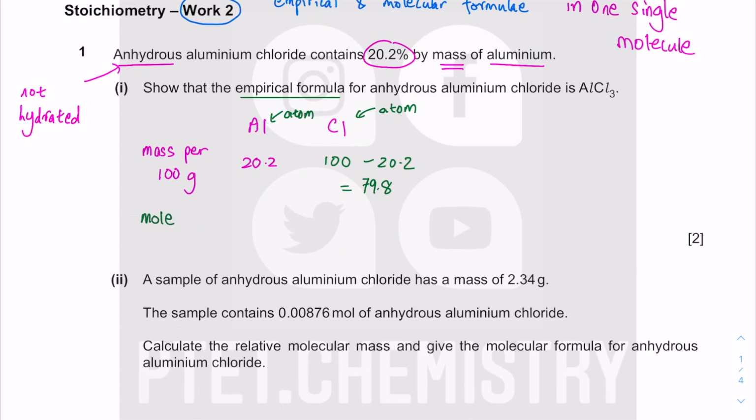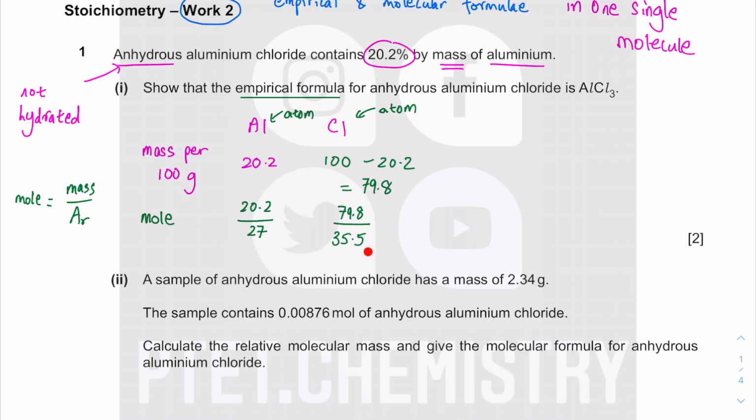Next, I need the mole. The mole is going to be the mass over the relative atomic mass, mass over Ar. If you look at the periodic table, the relative atomic mass of aluminium is 27, and the next one, 79.8, is for the chlorine atom. The relative atomic mass for chlorine is 35.5. Mole is something that you will learn more and more, especially in the next couple of lecture tutorials. But as I've done during the empirical and molecular formula lessons, basically to introduce the idea of mole equals mass over relative atomic mass for elements.